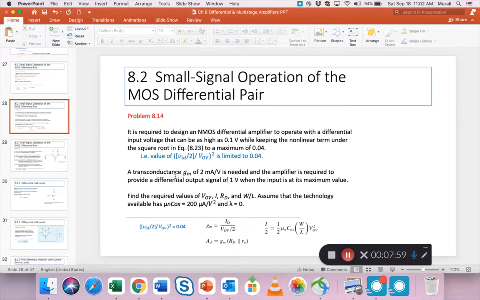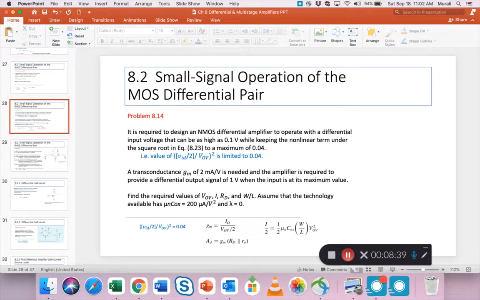So this has to be limited to 0.04. Also, transconductance GM has to be 2 milliamps per volt, and the output signal, when the input is 0.1, the output has to be 1, right? So that's about a 10 times gain approximately that is required. Based on that, find the required values of VOV, I, RD, and W/L. Assume that the technology has this K and the Early voltage is infinite, so lambda is 0. So this is the condition. Here are the other formulas.